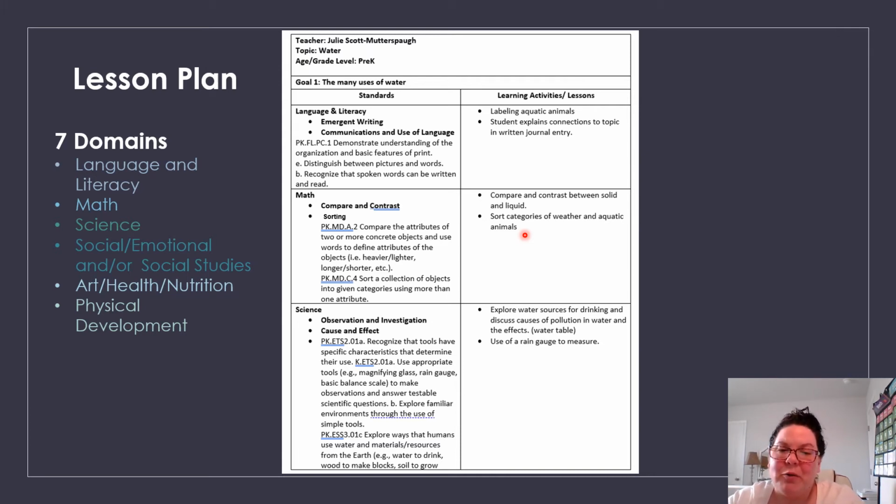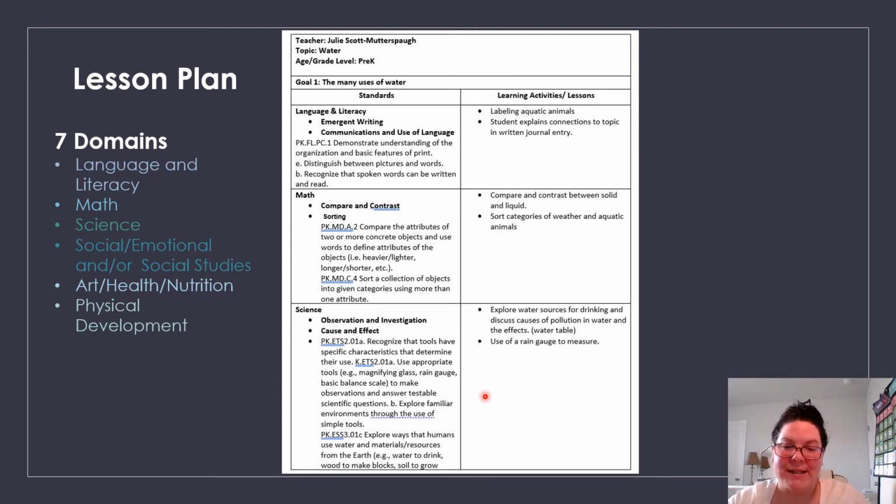The next one would be with measurements. Sorry, I had to change that for a moment because it was the wrong thing. The next thing would be sorting. For math, they would be beginning to sort categories of weather and aquatic animals. So that would be part of sorting a collection of objects.